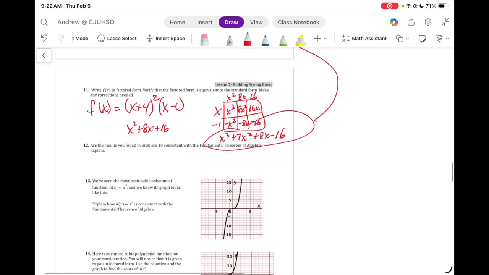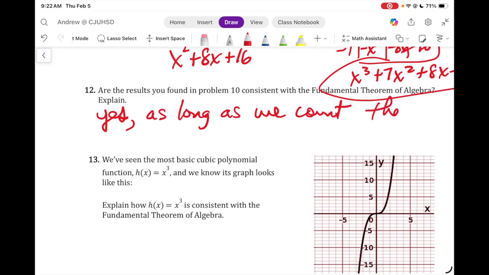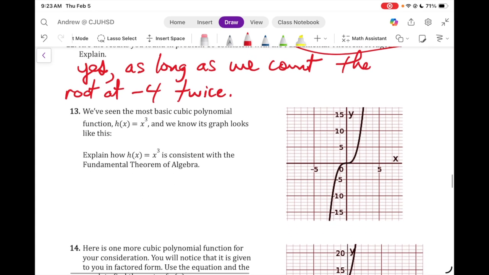Number 12. Are the results you found in problem 10 consistent with the fundamental theorem of algebra? Yes, as long as we count the root at -4, let's put parentheses, -4 twice. Then you got -4, and what was the other one? 1.